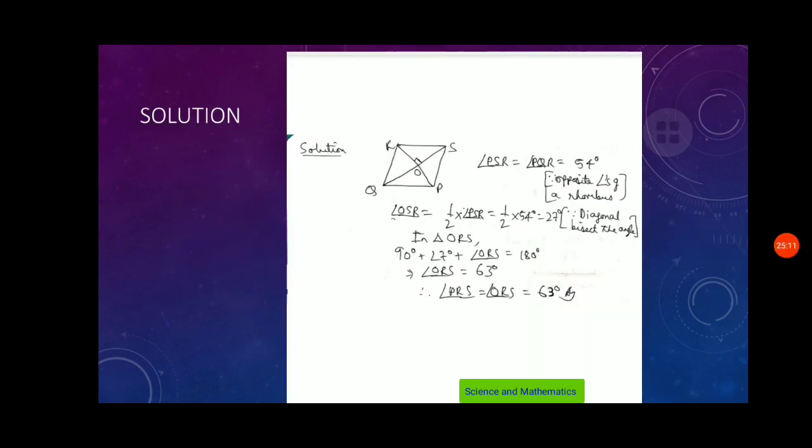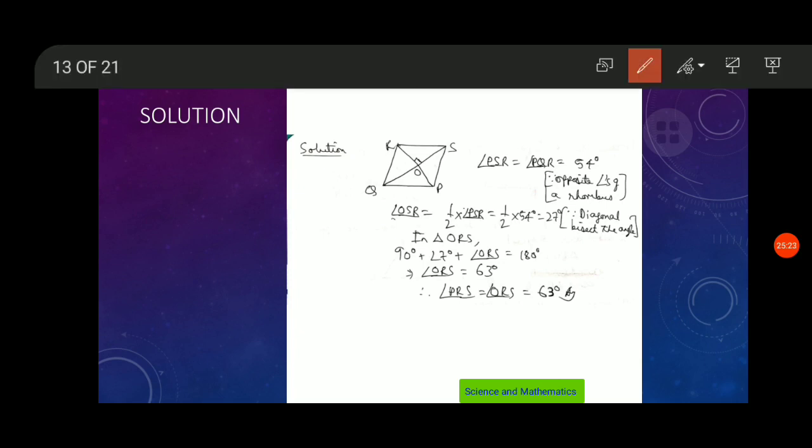Now everyone, I hope you can see the solution. I have done it in the copy. Like angle PSR, you can see angle PSR, which angle is that? PSR means this angle, right? So PSR will be equal to PQR, we all know, right? That the opposite angles of a rhombus are equal.